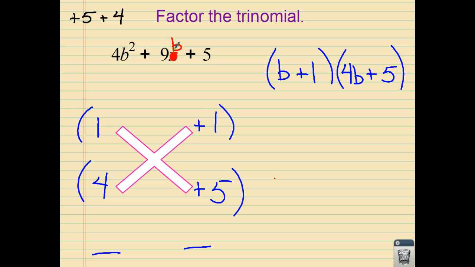I apologize for that. Okay, so we have the quantity of b plus 1 multiplied by 4b plus 5. If you were to FOIL that out or multiply that out, you're going to end up with this original trinomial. Let me clean that up a little bit again. 4b squared plus 9b plus 5, and that should check out.